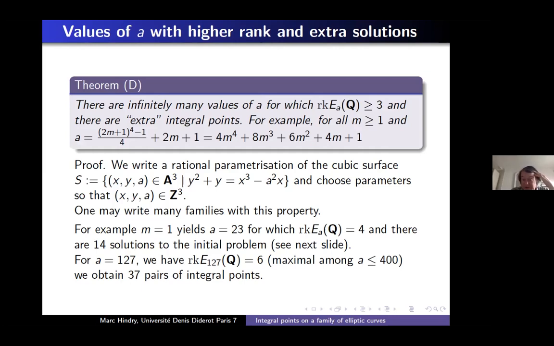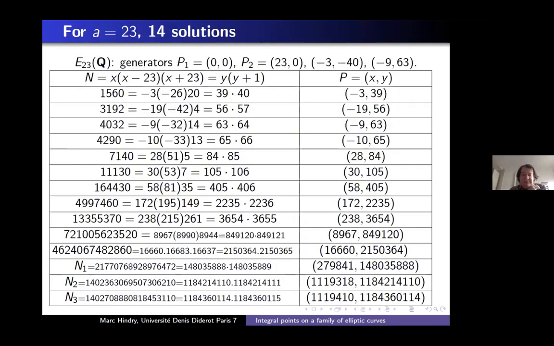That's the highest rank we found among these curves. Then there are a lot more integral points: 37 pairs of integral points. I give those numbers to say that when the rank is not 2, there can be a lot more integral points. It seems very difficult to find a general theory for it. So I'll give the numerical example of this A equals 23.